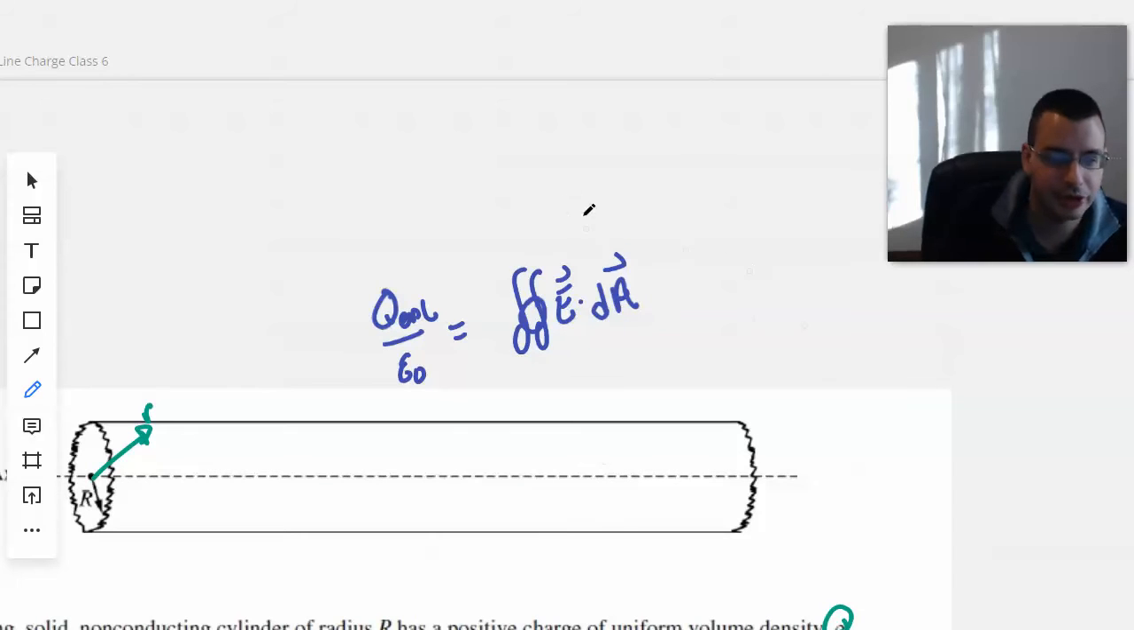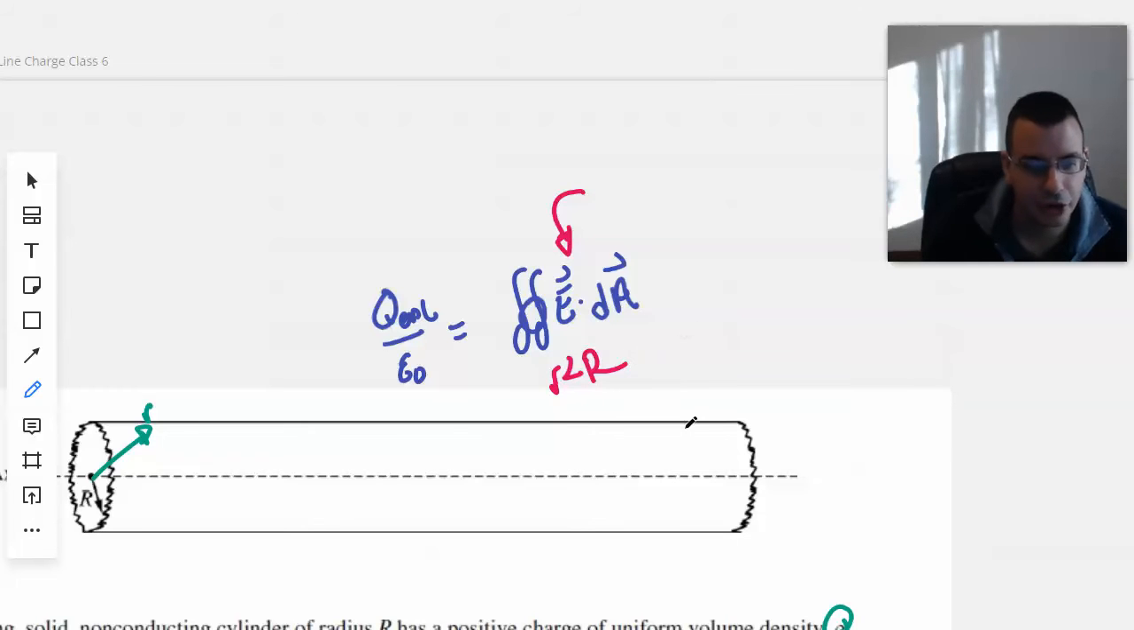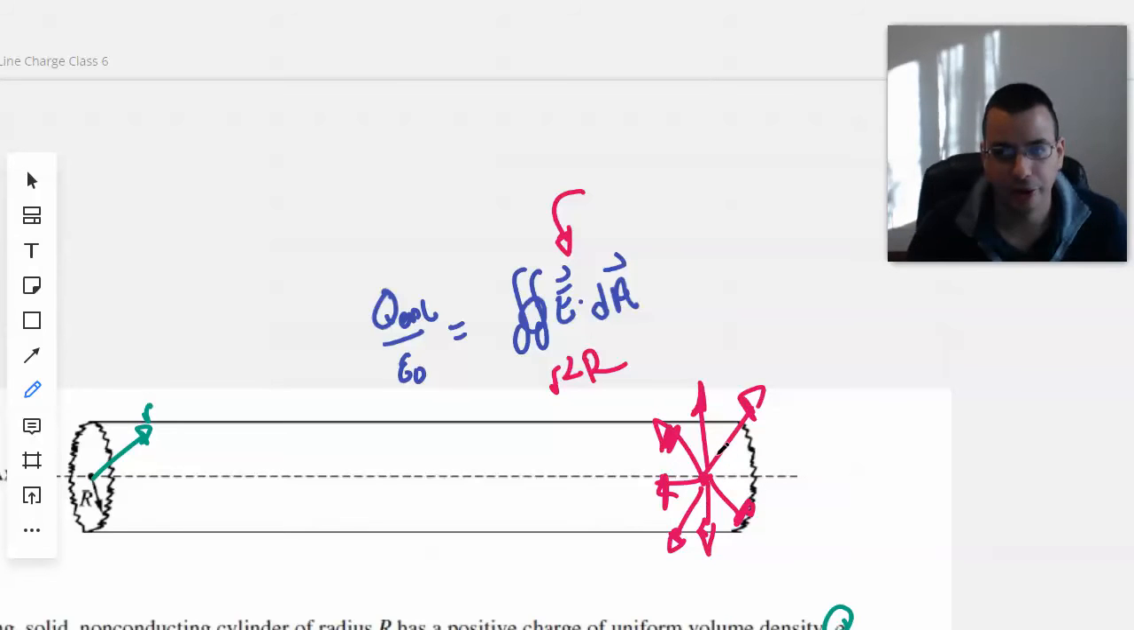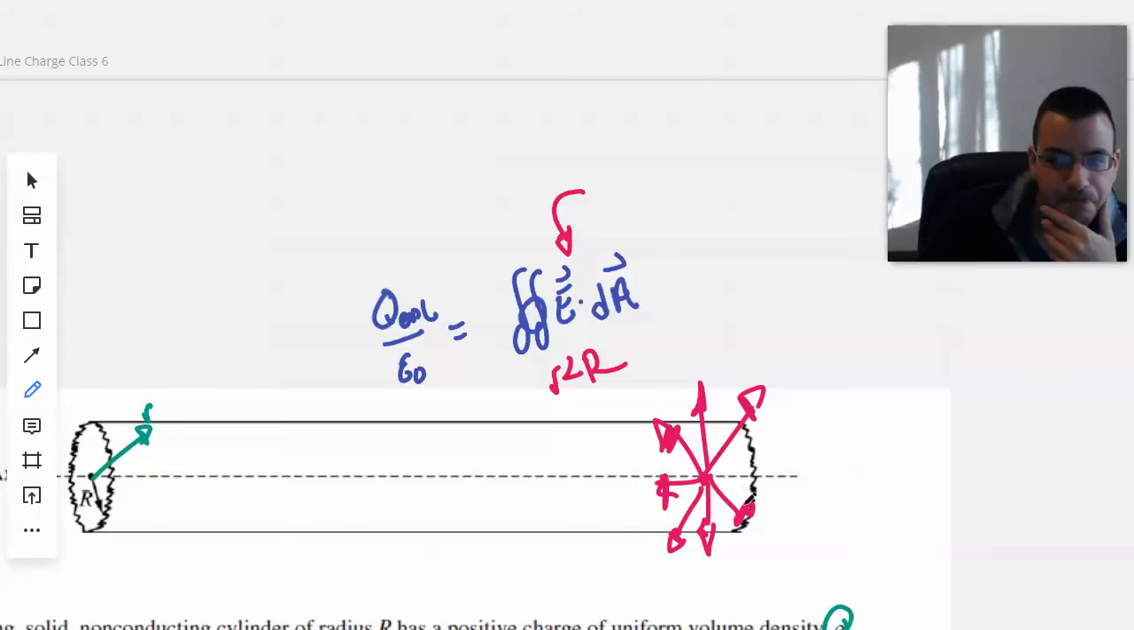All right, so I'm going to start by drawing that. This is for r less than big R. So we know that the electric field, due to its symmetry, is going to go radially outward. I don't really have a good way of justifying this other than you look at it and it's kind of obvious. It's symmetrical in every other way, so there's really nothing else it can do.